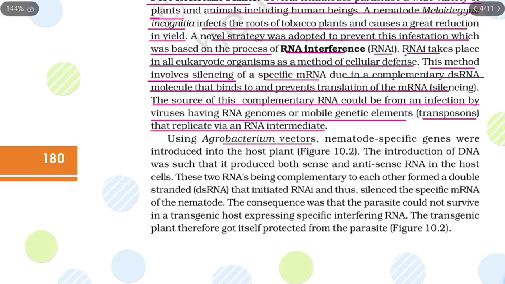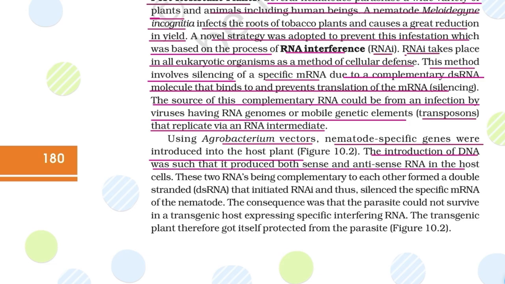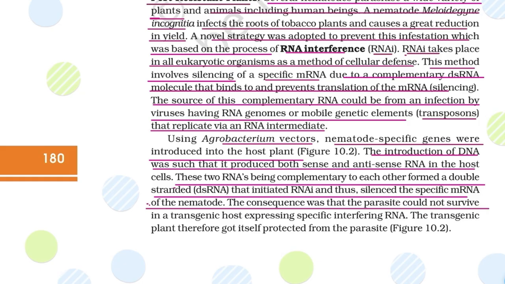Using Agrobacterium vectors, nematode specific genes were introduced into the host plant. The introduction of DNA was such that it produced both sense and antisense RNA in the host cells. These two RNAs, being complementary to each other, formed a double stranded dsRNA that initiated RNAi and thus silenced the specific mRNA of the nematode. The consequence was that the parasite could not survive in a transgenic host expressing specific interfering RNA. The transgenic plant therefore got itself protected from the parasite.